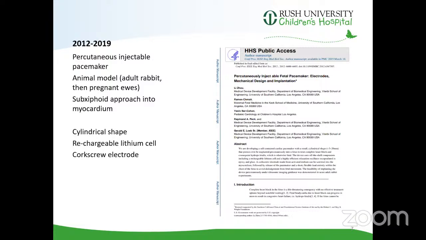Their device is basically a cylindrical shape, which is very similar to what we know as a relatively new technology, the leadless pacemaker that has been used in adults, where you inject it into the RV and leave it there. I'm going to show you some pictures of that. They have a rechargeable lithium cell battery, and the injectable pacemaker device has a corkscrew electrode that gets screwed into the RV trabeculation.